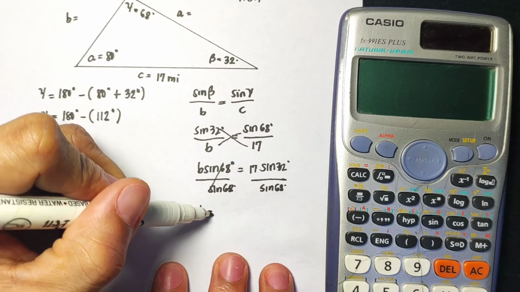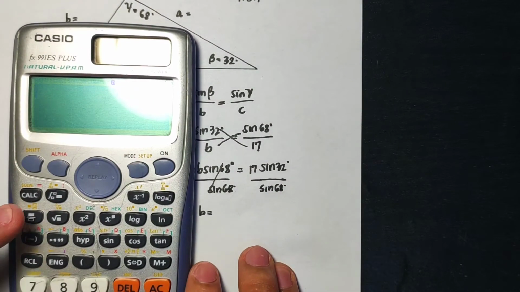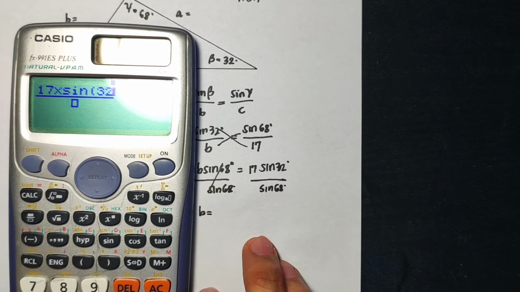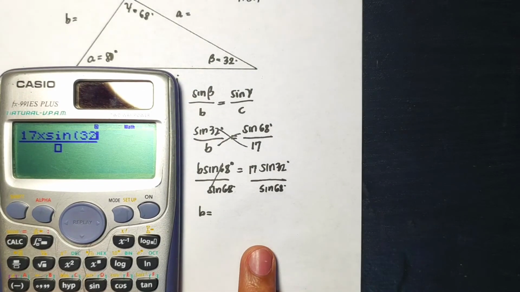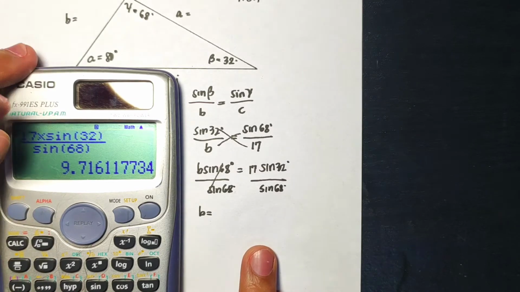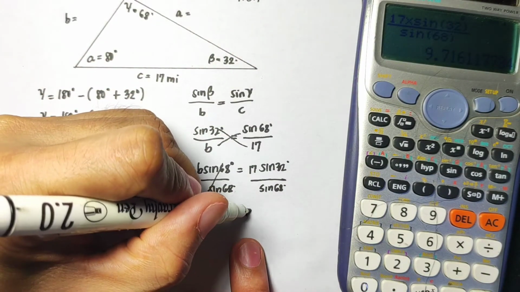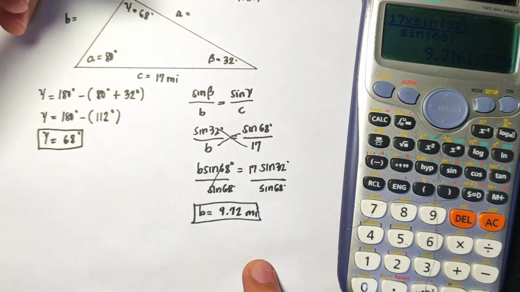So using our calculator, we will compute this expression. We need a fraction: 17 times sine 32 degrees, and then divided by sine of 68 degrees. So that's what we can get, 9.72 miles. Okay, we were able to find the value of side B, 9.72 miles.